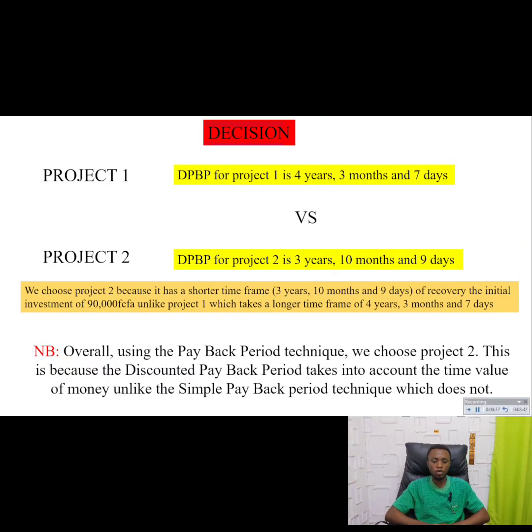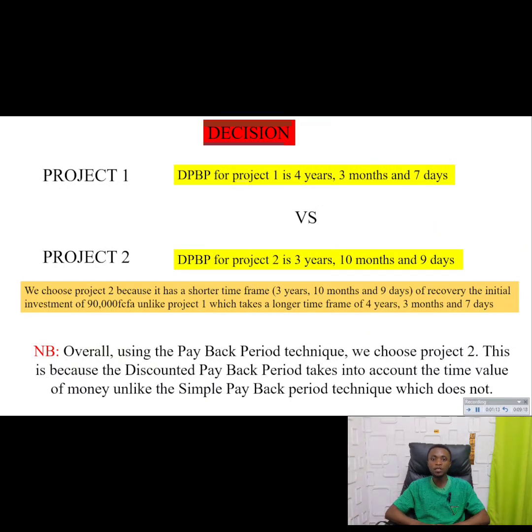Now we are choosing project 2 because it has a shorter time frame, which is 3 years, 10 months and 9 days for us to recover our initial capital of 90,000 francs, unlike project 1, which will take us 4 years, 3 months and 7 days. Now linking this to our first lesson, we did the simple payback period, in which we selected project 1 as the project to venture into, but using the discounted payback period, we are taking project 2.